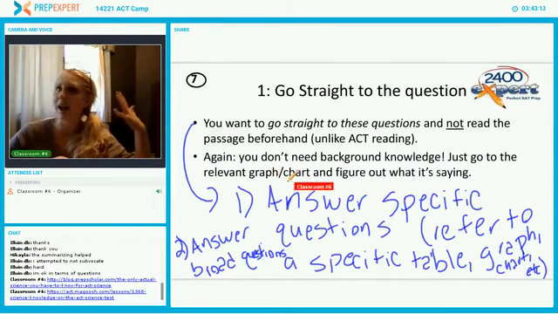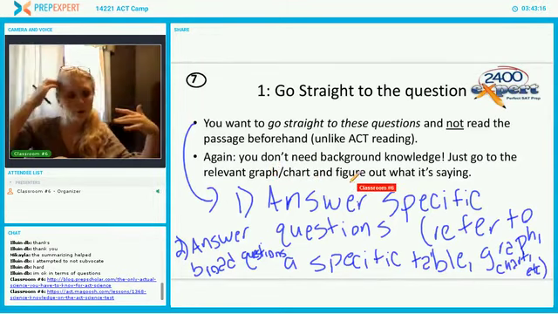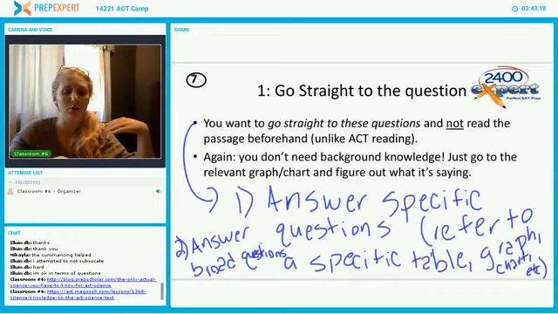So you're going to kind of be reading on an as-need basis. Sometimes you'll end up reading through the whole passage, sometimes you won't. It really depends on the section.